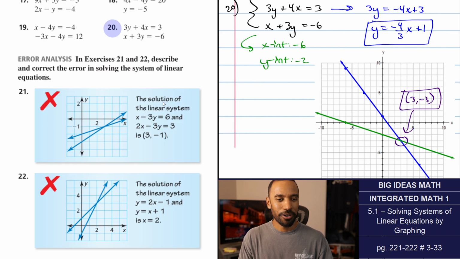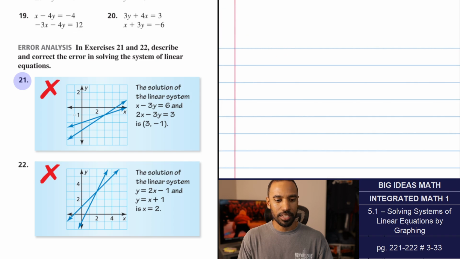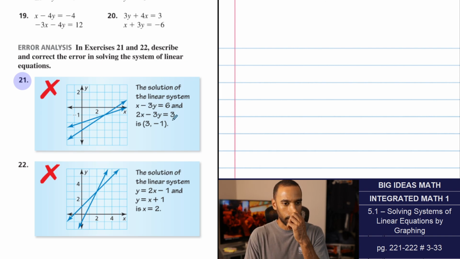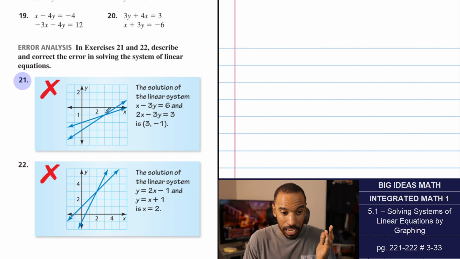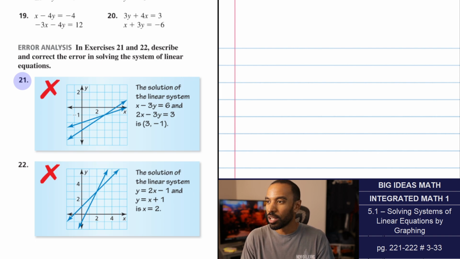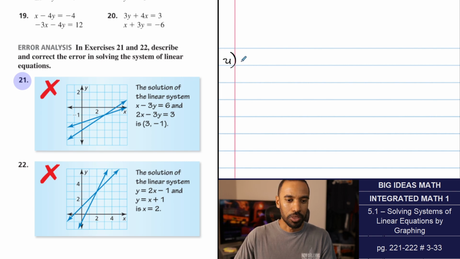All right, let's go to the error analysis. Let's see where they went wrong in this set. Describe and correct the error in solving the system. So we have x minus 3y equals 6 and 2x minus 3y equals 3. They cross at 3, negative 1, so the problem will probably be in one of the graphs. So we have to see where they messed up on their graph. So let's start to explore number 21 with that in mind.